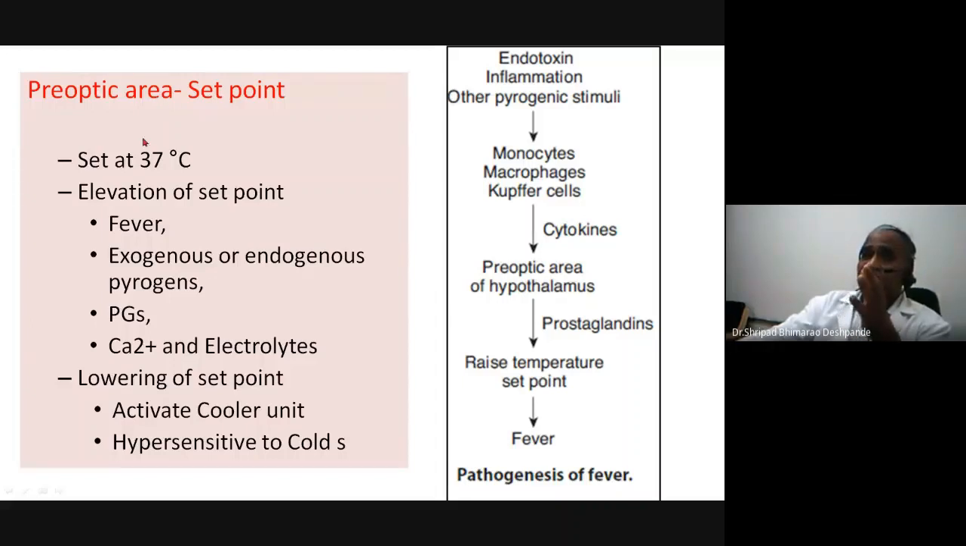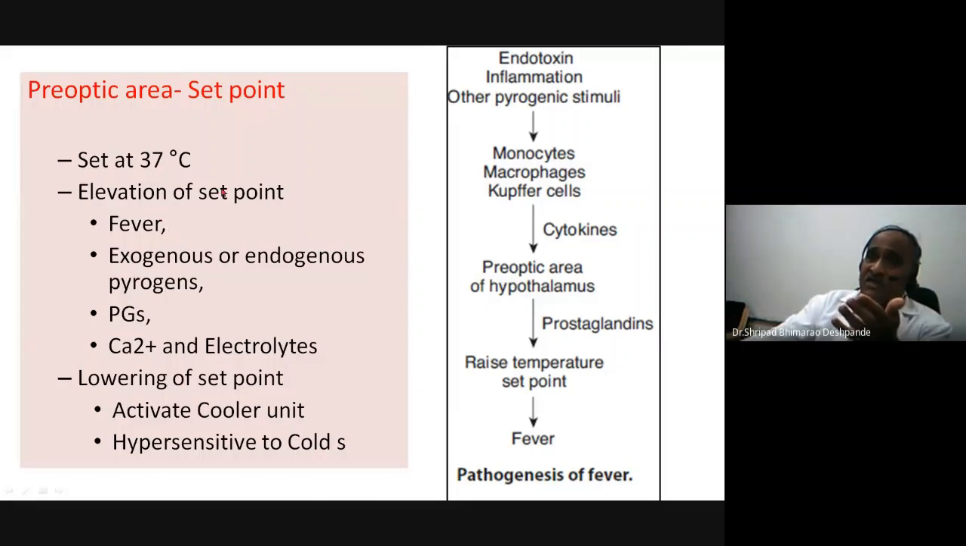So here it is set at 37 degrees Celsius, and the elevation of the set point we feel as a fever. That means if it is 37 degrees Celsius, and if it is set at 39 degrees Celsius, the whole system is working to keep it at 39 degrees Celsius, because it is the new set point. So that is what fever is.